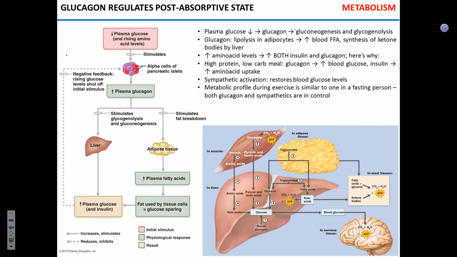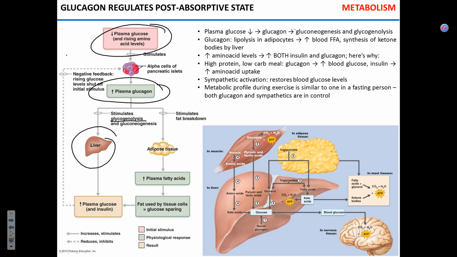Now, this is the feedback pathway on the left. So you have low blood glucose, which stimulates the glucagon release. Now, glucagon will stimulate glycogenolysis. What is glycogenolysis? Can you tell me? Well, creating of glucose. But what is broken down in glycogenolysis? Glycogen, yeah. Glycogenolysis is the breakdown of glycogen.